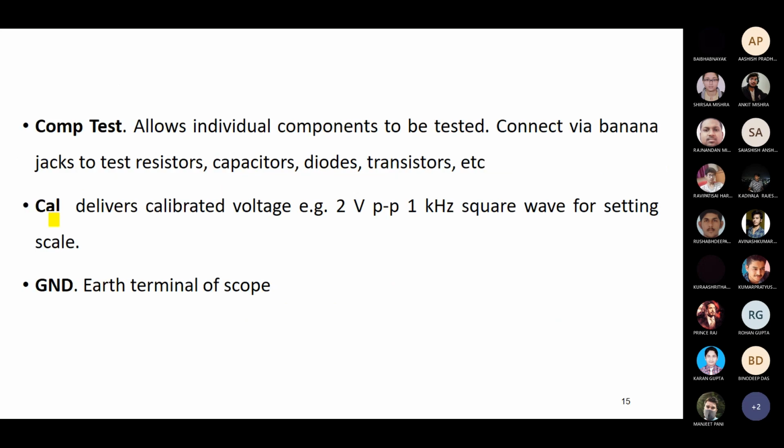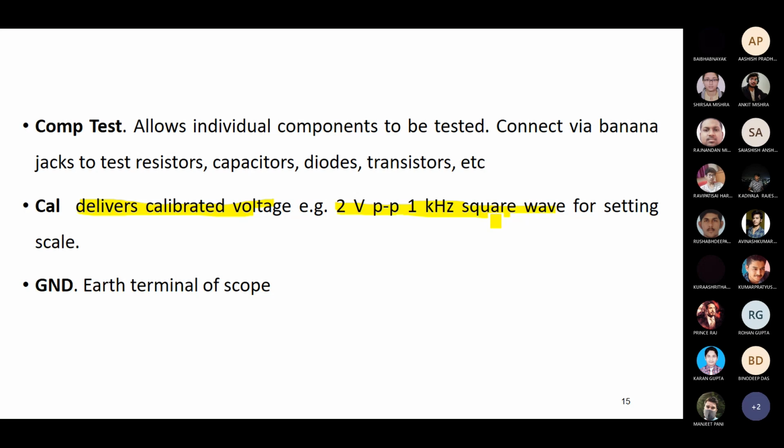I am telling you about the calibrating channel. The calibration voltage there is 2 volt peak to peak, 1 kilohertz square wave. Okay, the square voltage is given, and that terminal is called the calibration test.